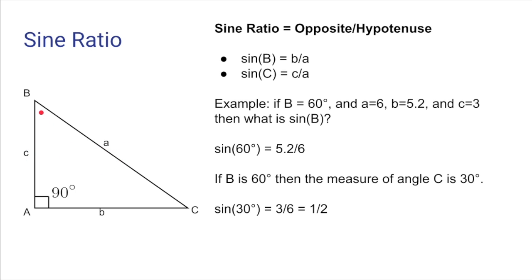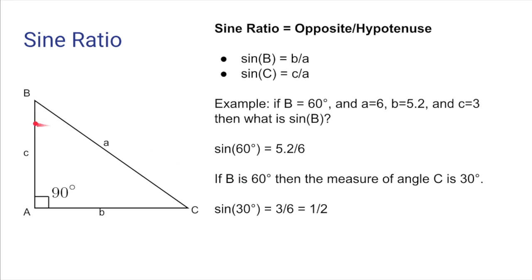So if this measure here was 60 degrees, and here we have the given lengths, so a is 6, b is 5.2, and c is 3, then what is sine of B? The way we write that, sine of B, which is sine of 60 degrees, is equal to the opposite, 5.2, divided by the length of the hypotenuse, which we said is 6, so 5.2 over 6. So this is how you would write your equation: sine 60 equals 5.2 over 6.